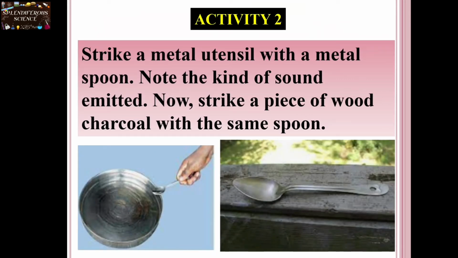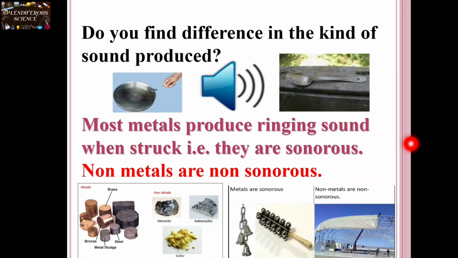Activity 2. Strike a metal utensil with a metal spoon. Note the kind of sound emitted. Now strike a piece of wood charcoal with the same spoon. What do you observe? Do you see the difference in the kind of sound produced? Most metals produce a ringing sound when struck, that is, they are sonorous. Non-metals are non-sonorous.